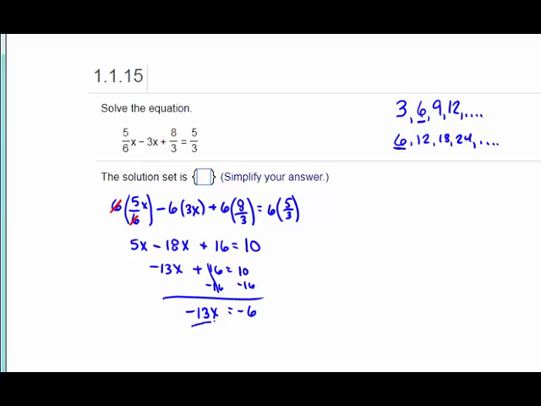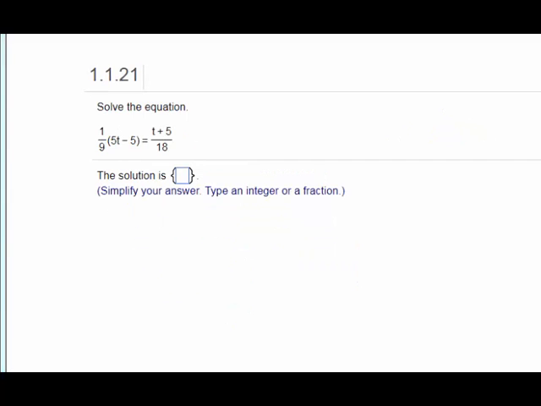And our last step will be to divide both sides by negative 13. And so our final answer will be negative 6 over negative 13. And remember that your negatives will cancel. So you'll have 6 over 13. And again, you can check it by plugging that into your original equation for x.